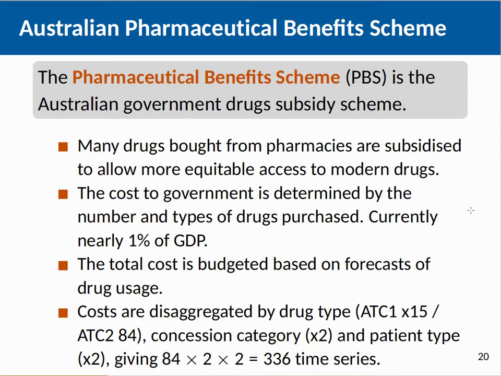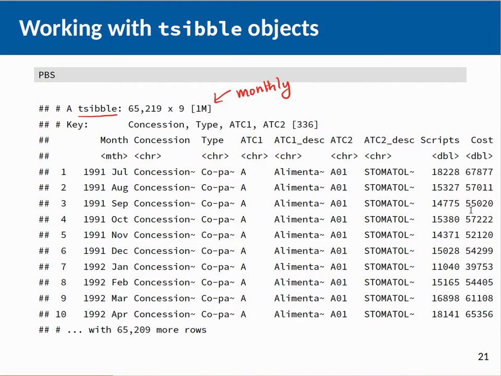Now, why is this important? It's a complex data set, but why is it important? If you're able to forecast what these sales are like based on prior information, then you can let the government know and they would be able to budget better. So let's take a look at this data set. It is called PBS. Okay, and notice this makes our job a lot easier.